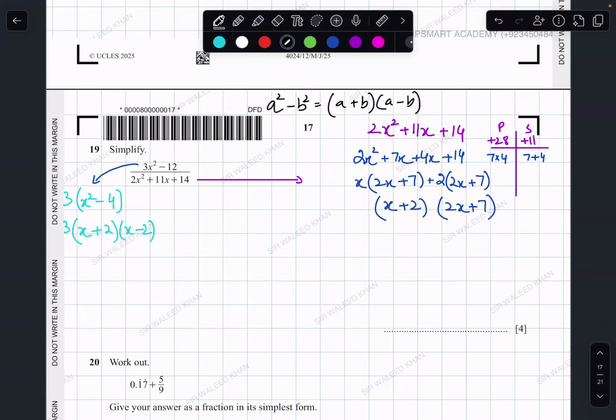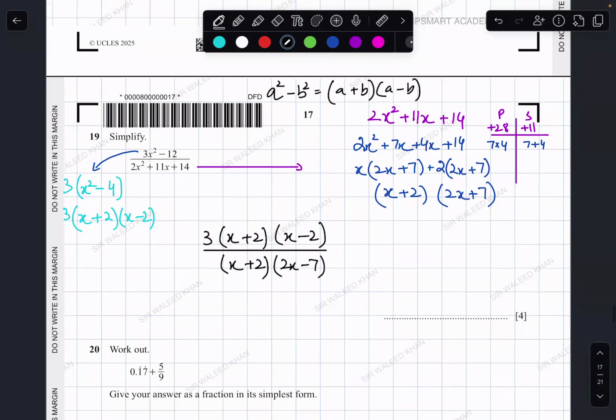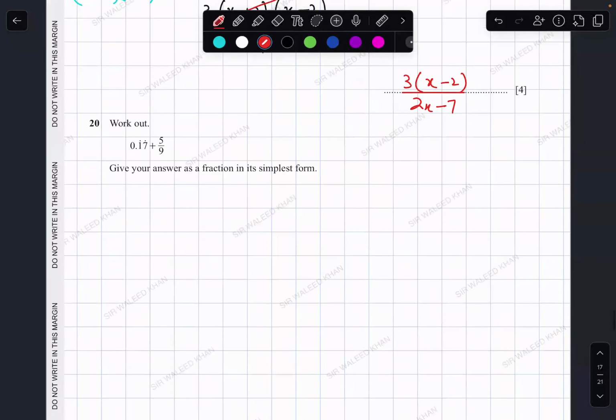Now let's just join them. So the numerator is 3 times x plus 2, x minus 2. And the denominator is x plus 2 and 2x plus 7. I can cancel this out because the terms are being multiplied. So I'm left with 3 times x minus 2 over 2x plus 7. Okay.